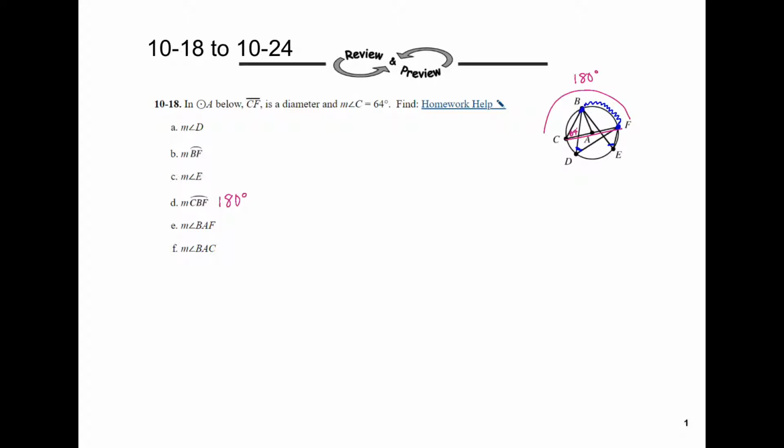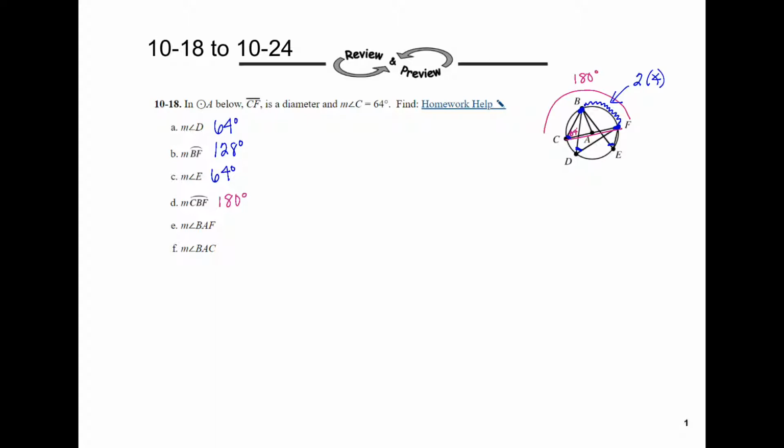I also noticed that angle C also has the endpoints at F and B. Therefore, these three angles are congruent. So I know that measure of angle D is 64 degrees. I know the measure of angle E is also 64 degrees. And I know that arc BF is 2 times that angle. So arc BF is 128 degrees.